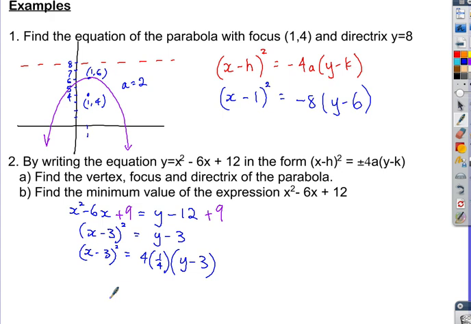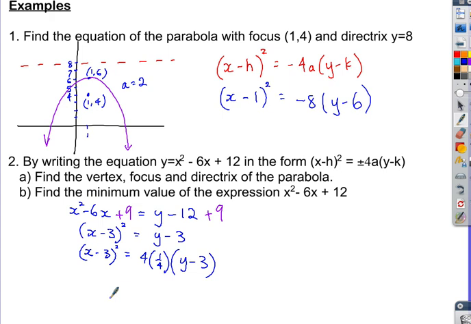What's 4 times a quarter? 1. What's 1 times y minus 3? y minus 3. So when there's no number at the front there, it's just 1, which means a is a quarter. Yep. Where did that y come from on the top line? Where did you pull that from? Yeah. Any other questions?